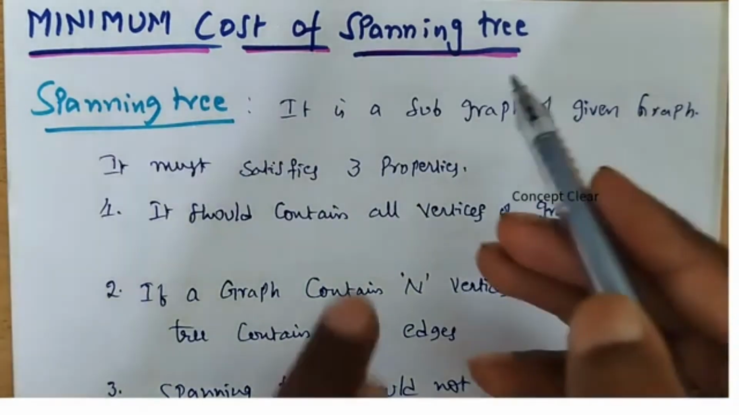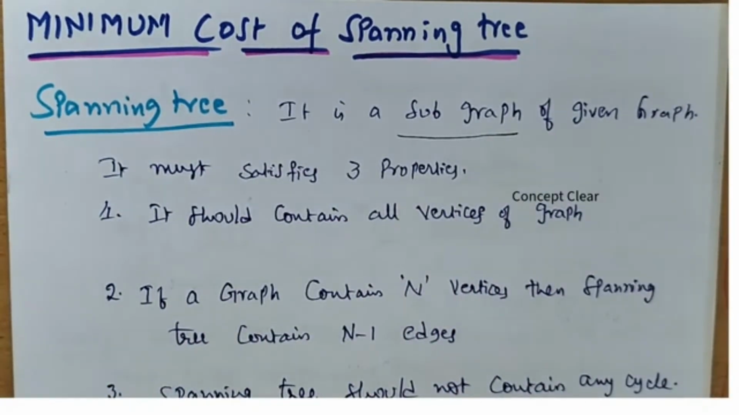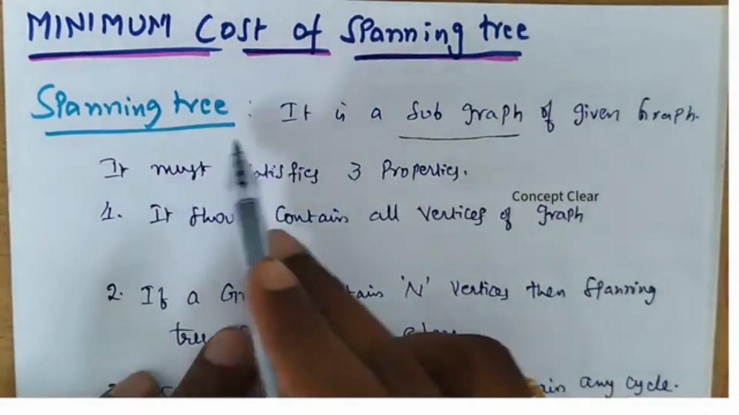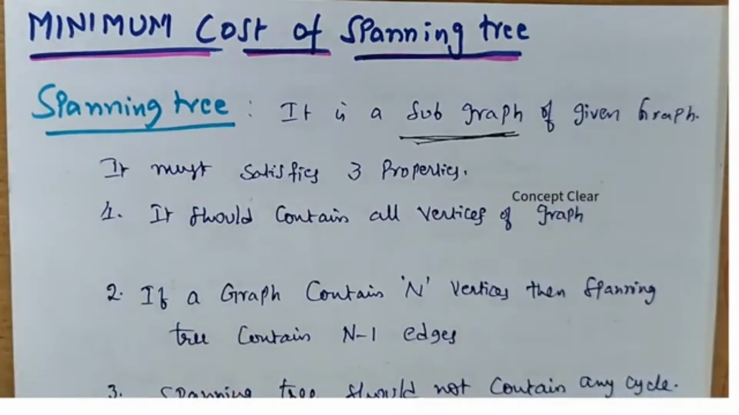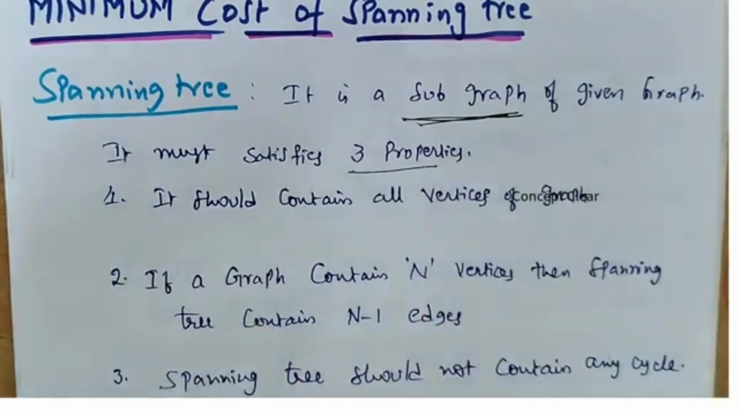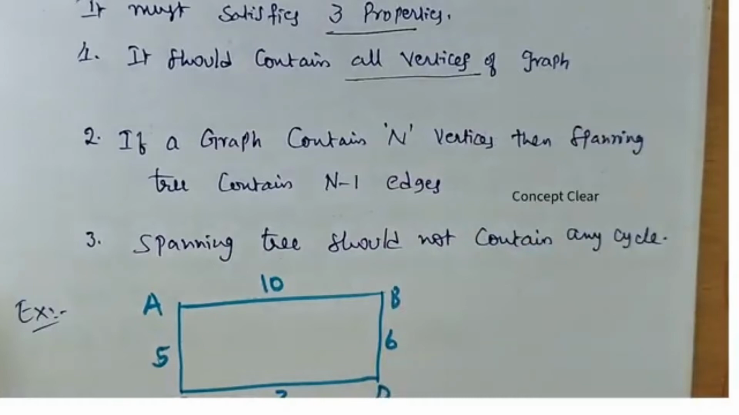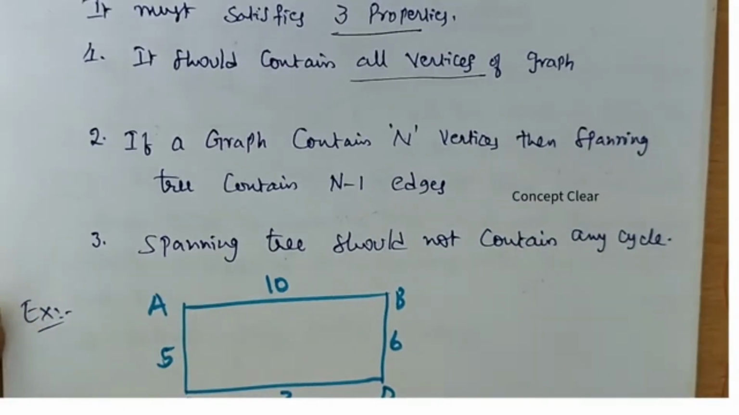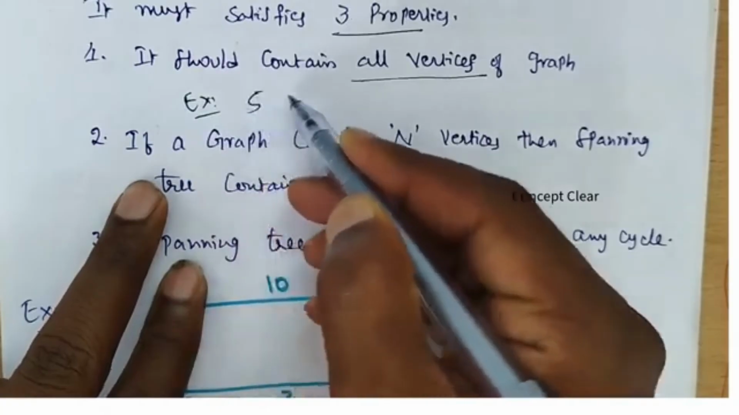A spanning tree is nothing but a subgraph of the given graph. Any given graph, if some part of the graph is taken, it is called a spanning tree. Here any spanning tree should satisfy three properties. What are the three properties? It should contain all vertices of the graph. For example, if a graph contains n vertices, the spanning tree should also contain n vertices. For example, a graph contains 5 vertices.